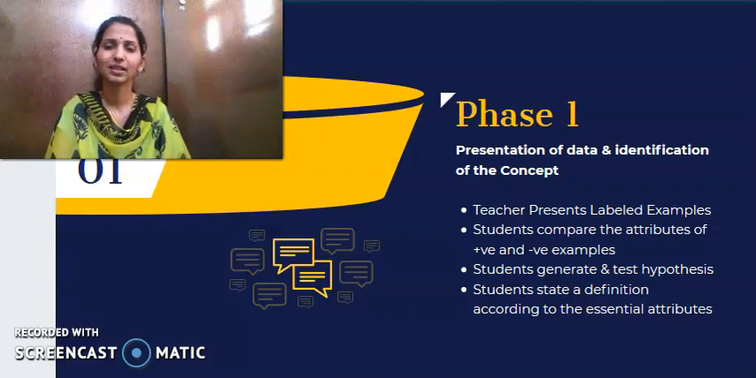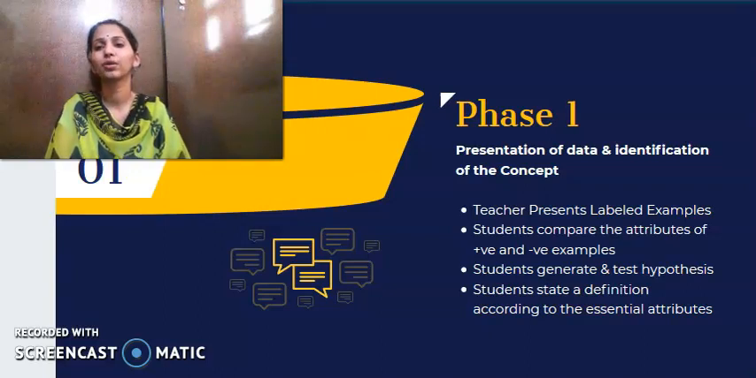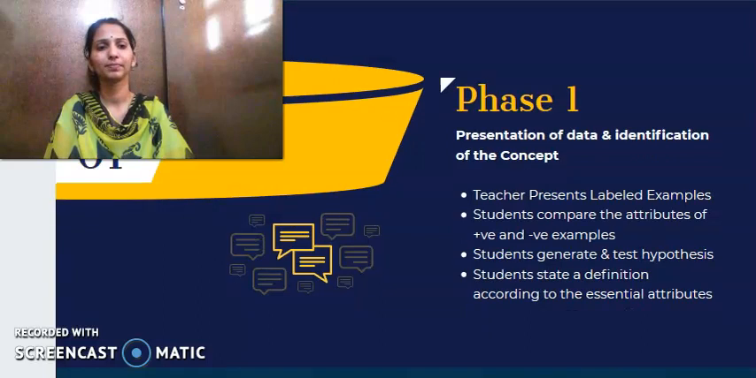It is not compulsory that every time we have to present three sets of examples, but it is ideal, and it will be helpful for the students to compare the different examples. The attributes of the different examples can be compared very well if you present three sets of examples. At the end of the third set of examples, the students are going to give a crude definition or a crude explanation about the concept, based on the essential attributes they would have identified by themselves. This ends phase 1.